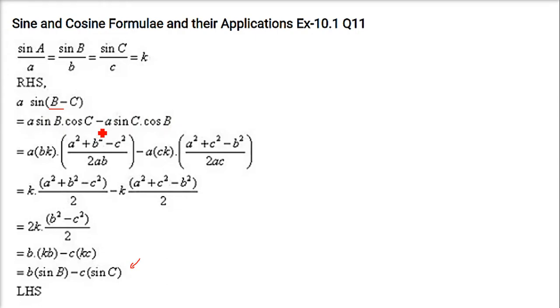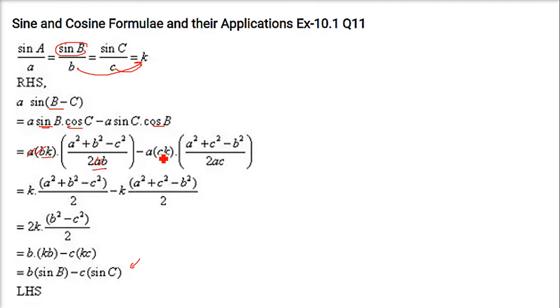A of course is here. Now this cos c can be written as (a square plus b square minus c square) by 2ab. This is the cosine formula. And cos b can be written as (a square plus c square minus b square) by 2ac. This is the cosine formula. Now this a sin b, here sin b can be written as b into k, exactly what we have done. Now sin c can be written as c into k, exactly what we have done.